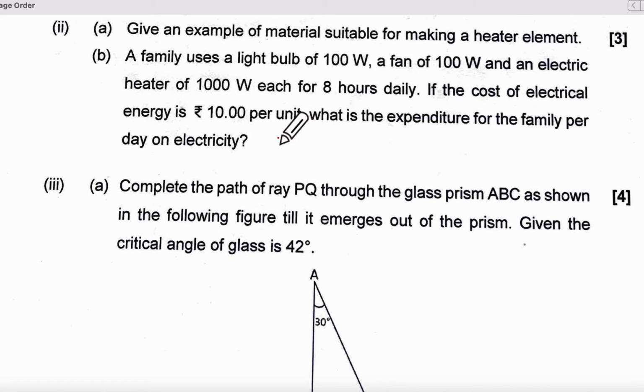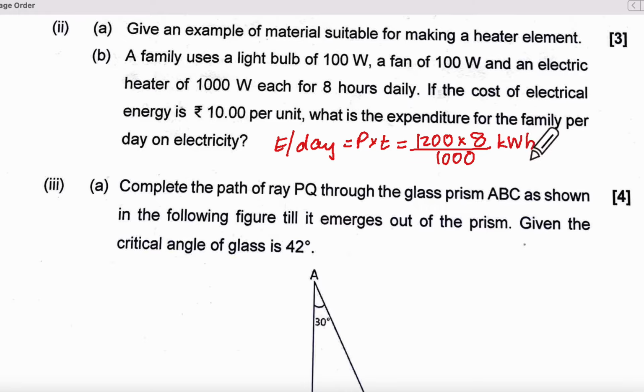So the energy per day will be P into T, okay, which will be 100 plus 100 plus 1000. So that is 1200 watts, multiplied by 8, 9600 watt hour, upon 1000. So that will be kWh. Okay, cancel two zeros, and then multiply by 10. So the cost will be, it's simple, right? This multiplied by 12, it will be 96 rupees.